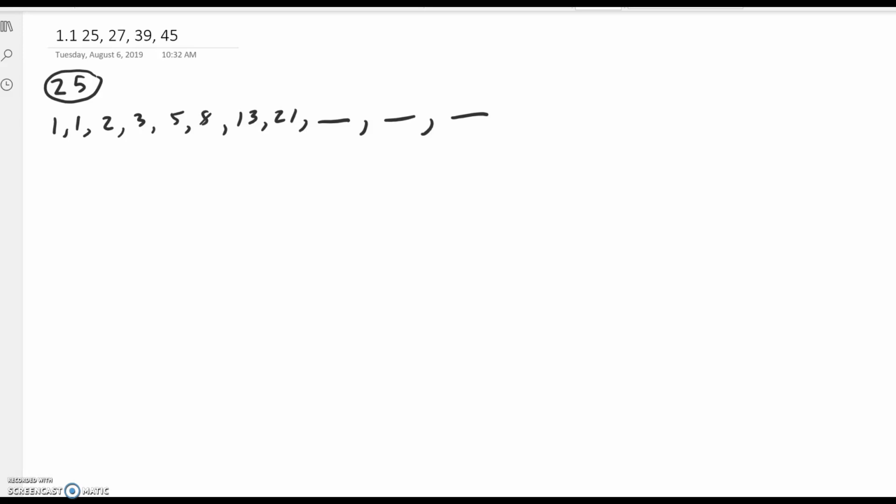So 2 plus 3 is 5, 3 plus 5 is 8, 1 plus 1 is 2, etc., etc. So 13 plus 21 is 34. 21 plus 34 is 55. And 34 plus 55 is 89. If you wanted to show a little bit of work, you could put like a plus 13 here, and you could put like a plus 21 here, and maybe a plus 34 here. That would be some work.